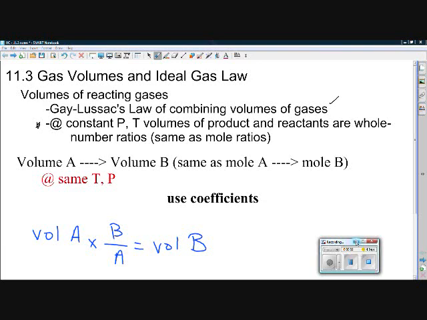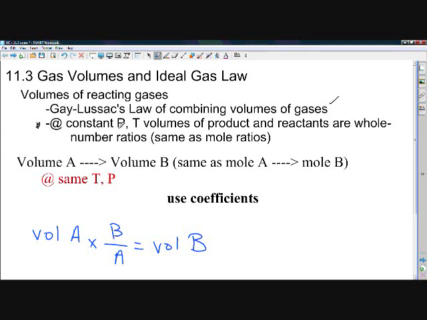In this third video, we're going to look at the volumes of gases in a chemical reaction. So we're not going to be just looking at the measurements of one gas in terms of pressure, volume, and temperature, but we'll look at several gases in terms of their pressure, volume, and temperature as they're involved in a chemical reaction. So we're going to talk about Gay-Lussac's law of combining volumes of gases.